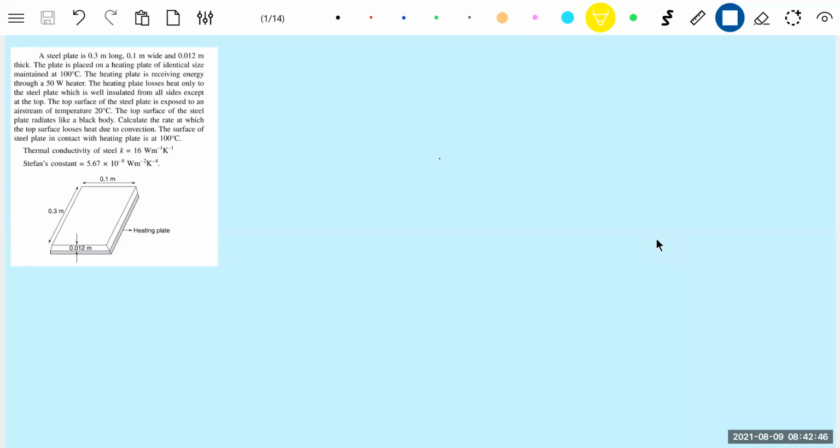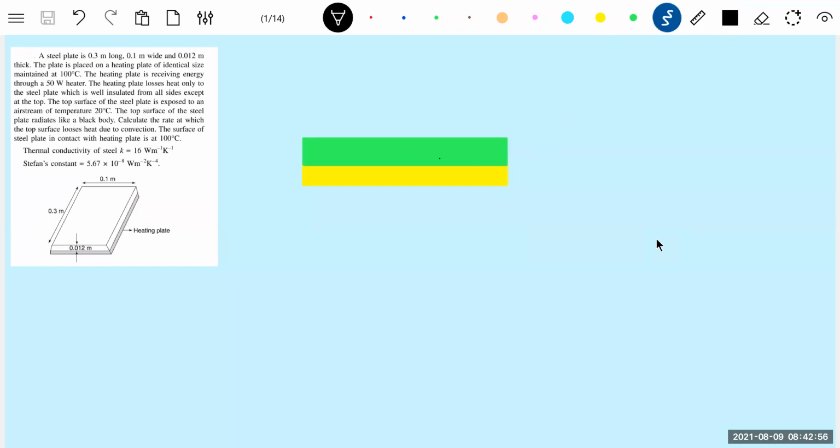Okay, we have a heating plate, then we have a steel plate, and this is being heated by the heater coil, which will supply power at a rate of 50 watt. The thermal conductivity of this is K. The top surface of the steel plate is exposed to an airstream of temperature. So there is an airstream.